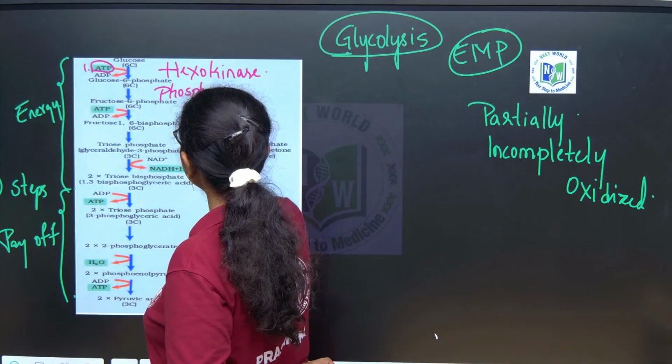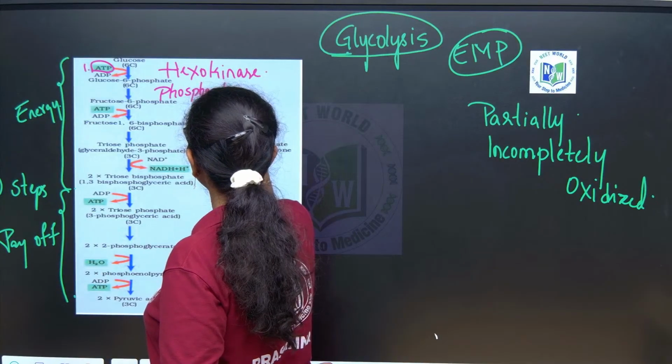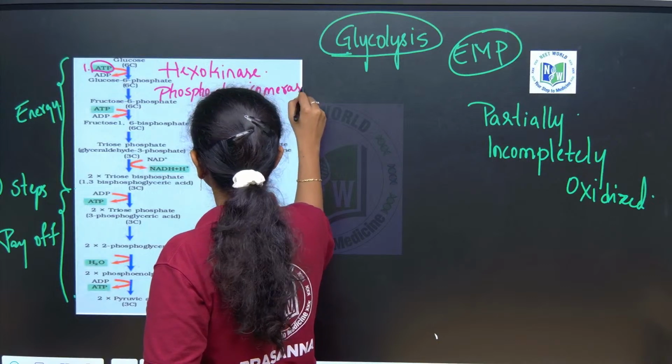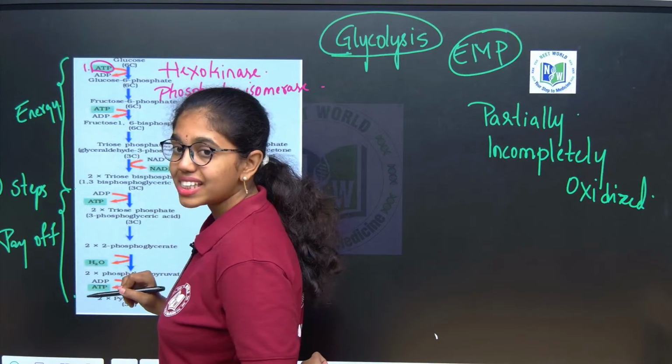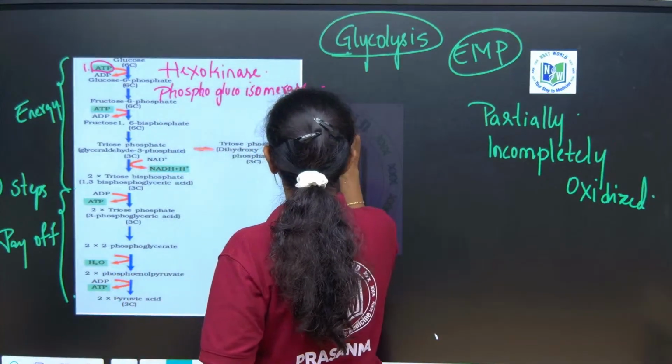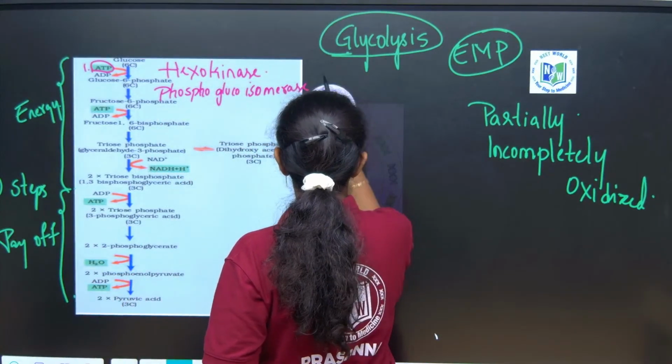Phosphoglucoisomerase. What is the enzyme? Phosphoglucoisomerase. Third step, which is the rate limiting step of the reaction. Okay, third step is what? Rate limiting step.